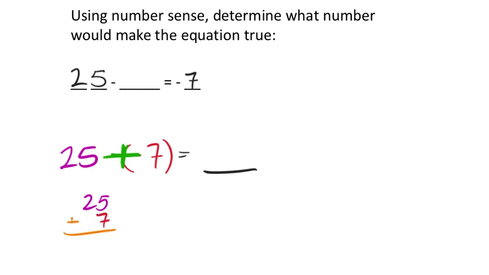And then we're going to add these together. So 5 plus 7 is 12, carry the 1. 1 plus 2 in the tens place value is 3. So it looks like you would have to subtract 32. You would have to subtract 32 from 25 to get -7.